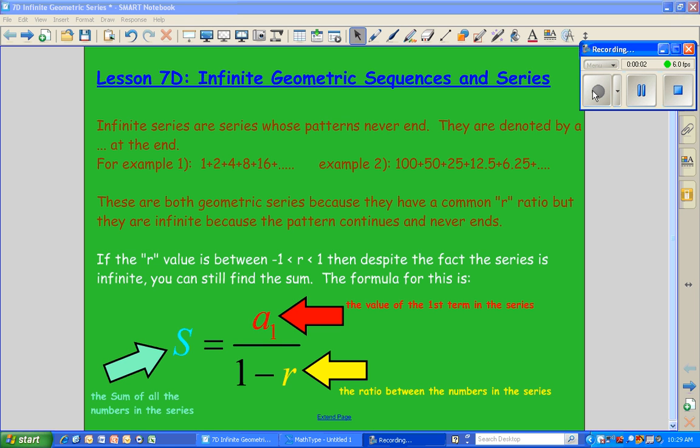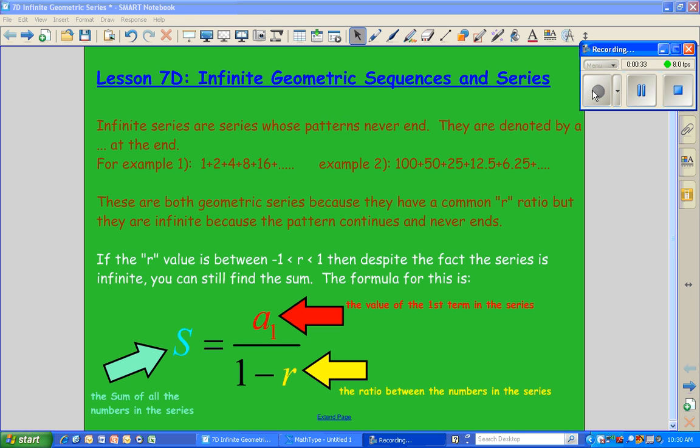In lesson 7D, we're going to look at infinite geometric series. Infinite series are series whose patterns never end, and they will usually be denoted either by an infinity symbol or with a dot dot dot at the end. For example, 1, 2, 4, 8, 16 plus dot dot dot. You know this is geometric because if you pull the ratio 2 over 1, 4 over 2, 8 over 4, all have a ratio of 2. But this one doesn't end, and you know that because you have the dot dot dot.